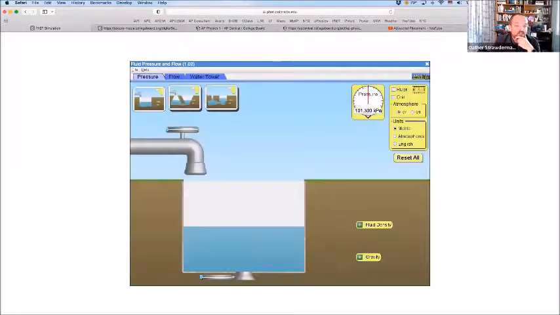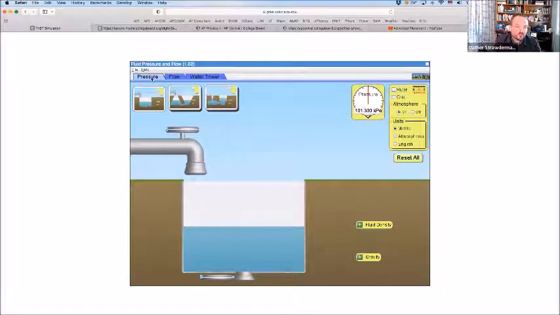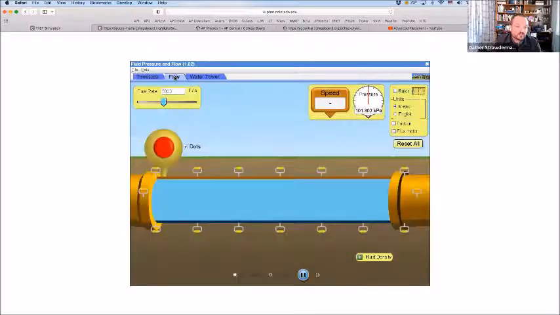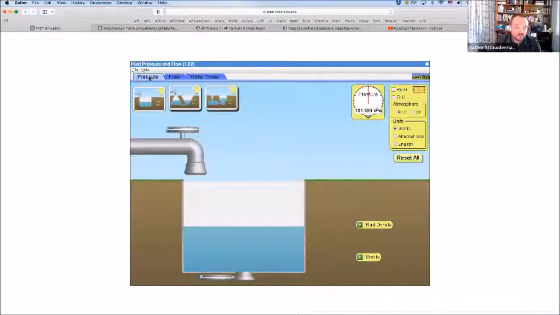And so when this finally does load up, I want you to choose the pressure option. You notice there's some tabs up here. I want you to choose the pressure tab, not the flow tab or the water tower tab. We're going to come back to those. And the first thing I want you to do is, you see right here, there's a little spout. And if you go like this, you can fill up this container of water.